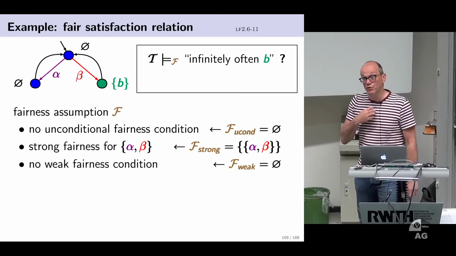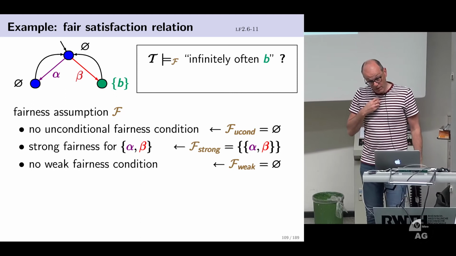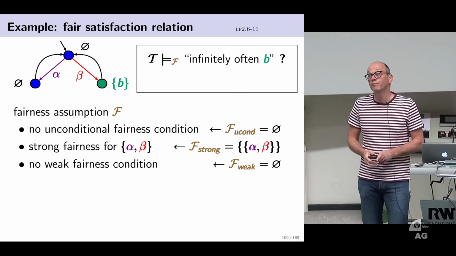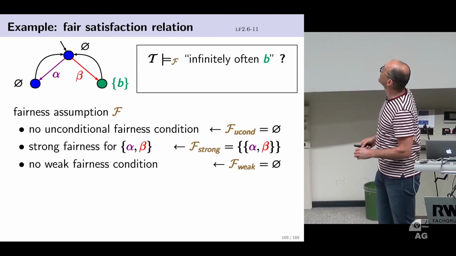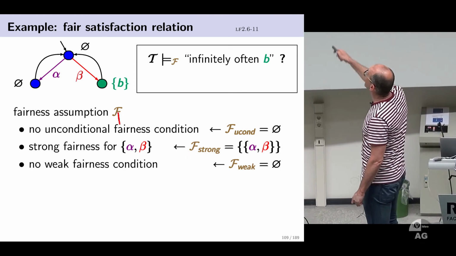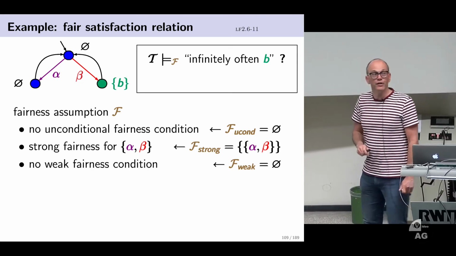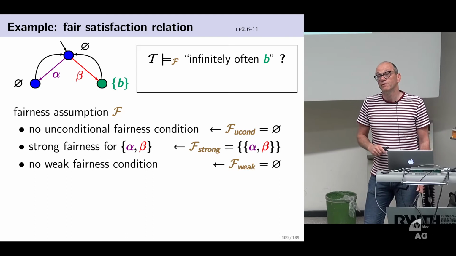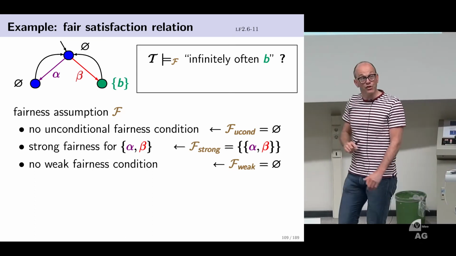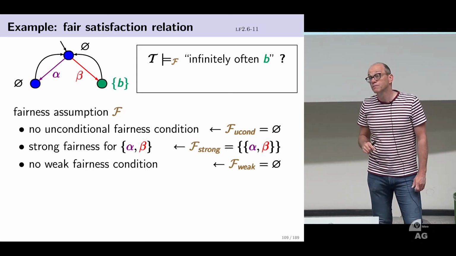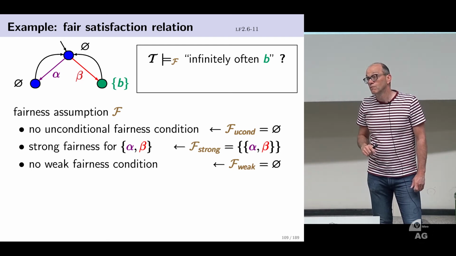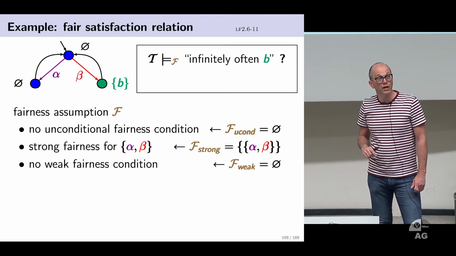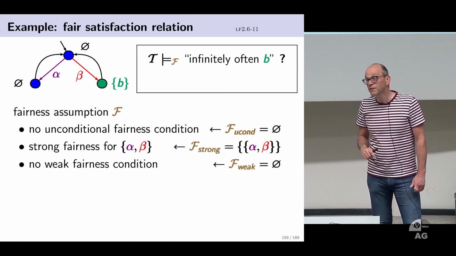Good. Suppose I would like to check, does my transition system satisfy the property infinitely often B? What does that mean? I'm interested in, can I visit the green state infinitely often? That's the question. Now, if you don't impose any fairness assumption, is this true? Some people shake yes, some people shake no. This worries me a bit.